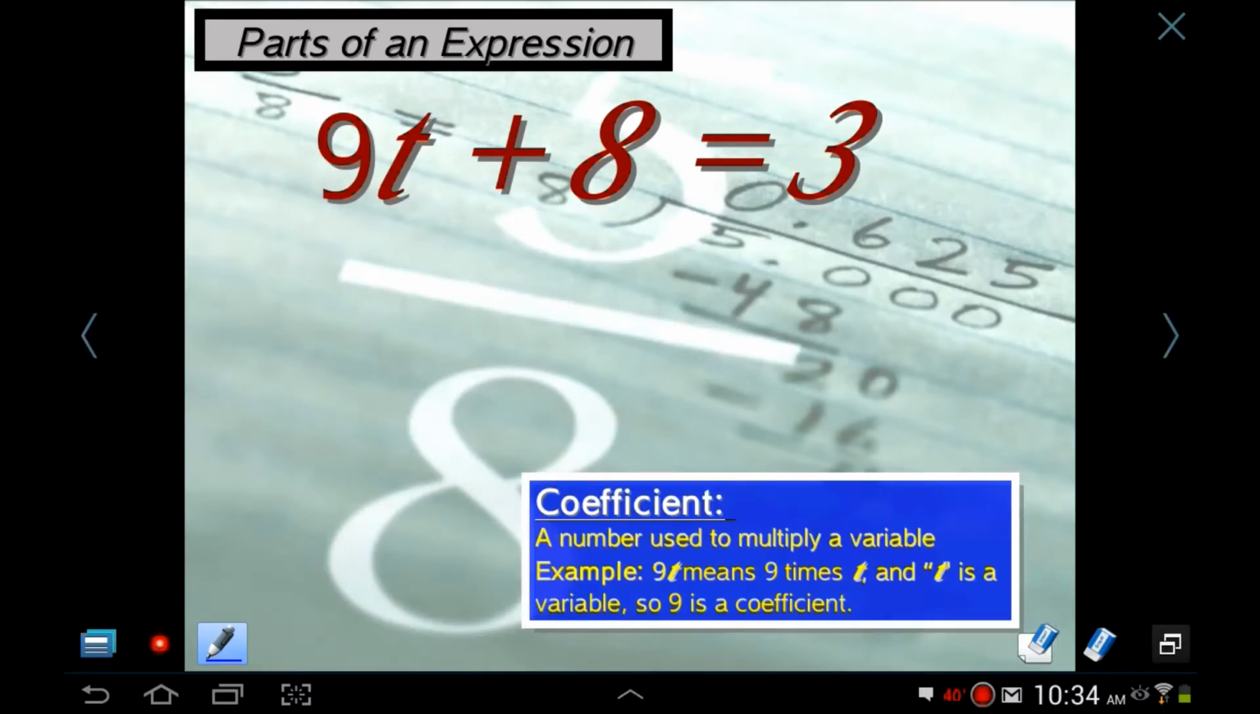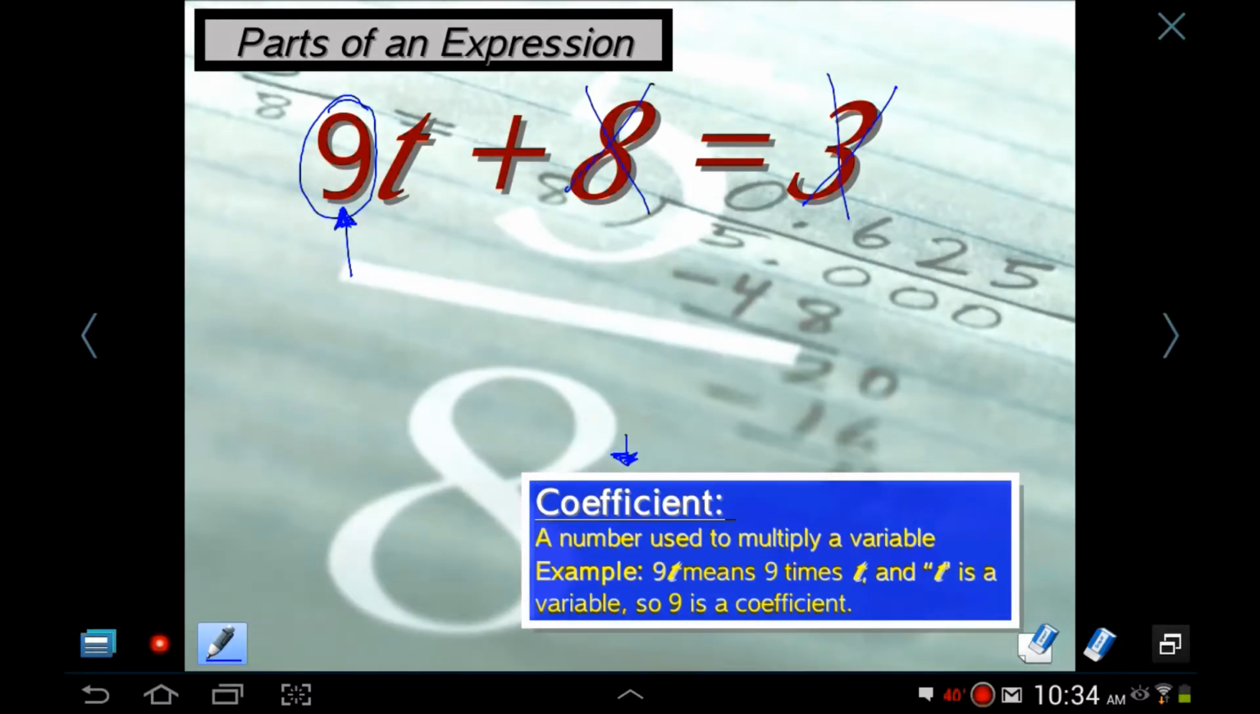Coefficient. Next thing here is coefficient. Coefficient is used to multiply a variable. For example, 9t means 9 times t, and t is the variable, so 9 is the coefficient. It's kind of a big word, coefficient. In simplest terms, it's the number in front of a letter. So 9 is the coefficient. These are not coefficients. Those are terms. Well, there's something else besides terms.